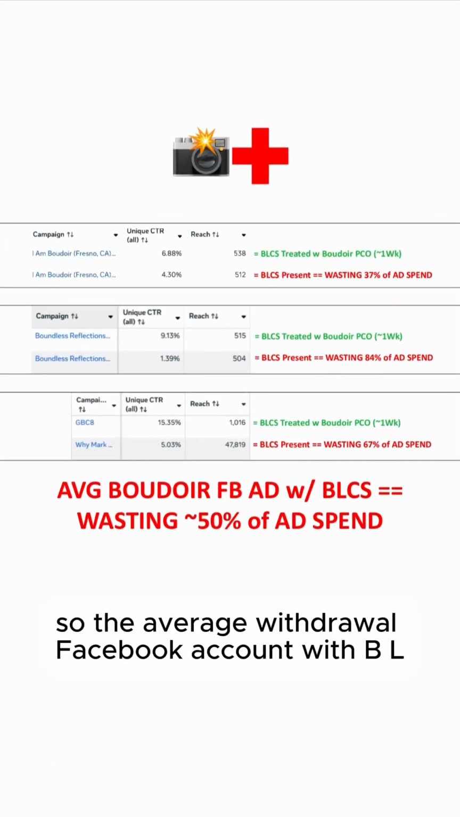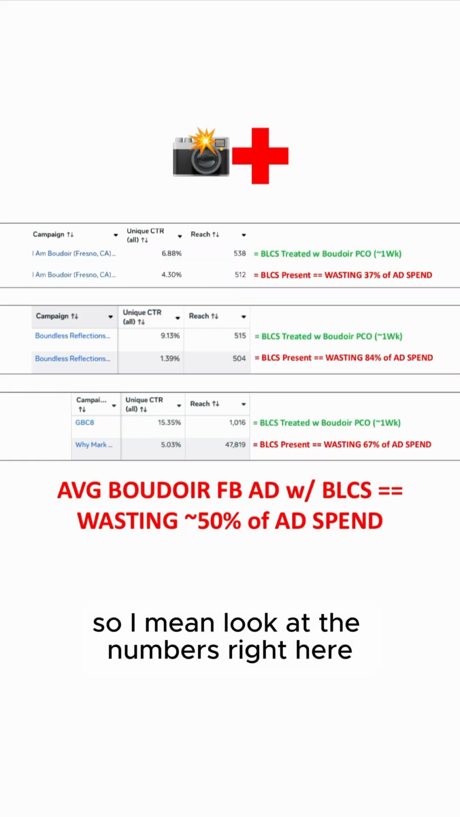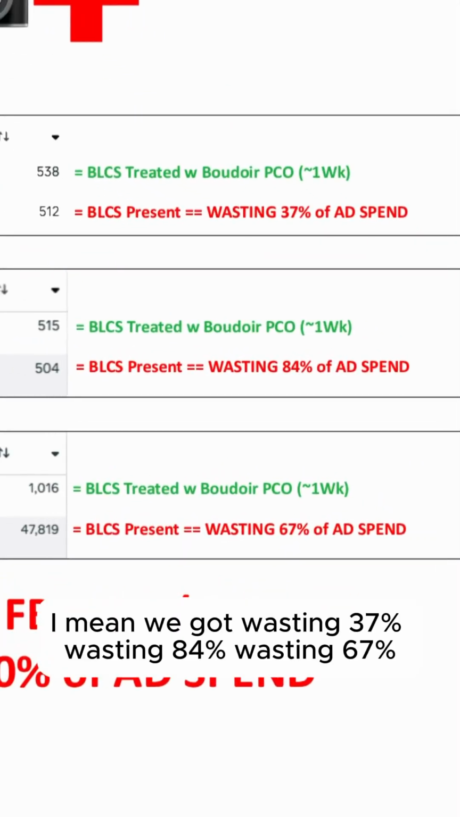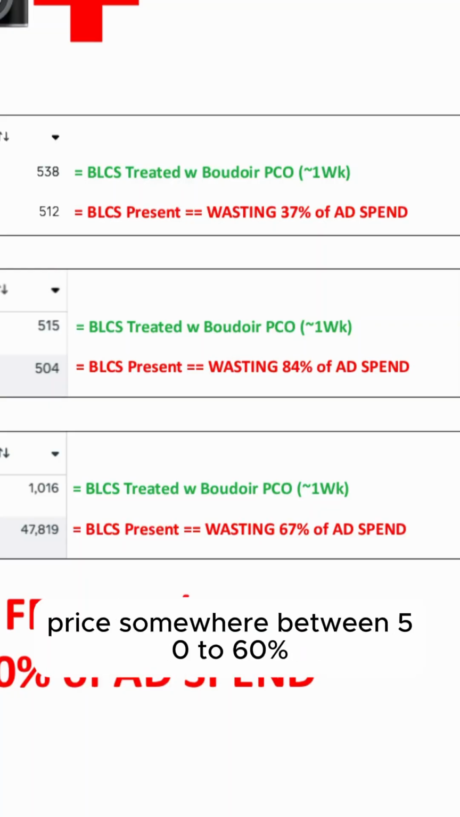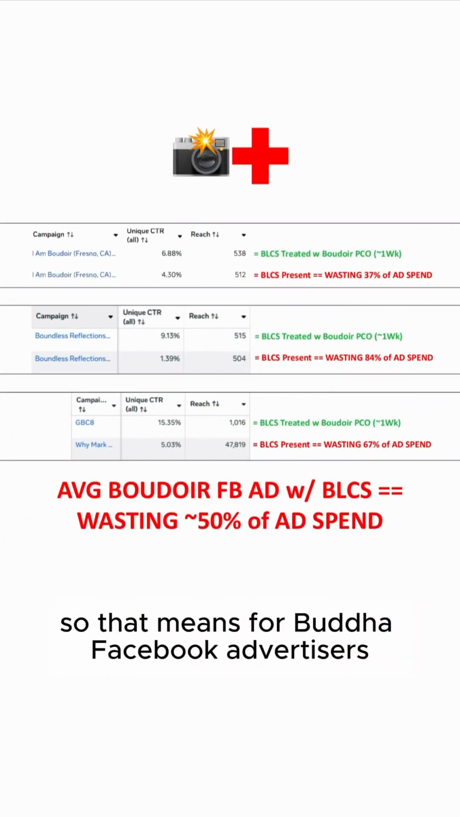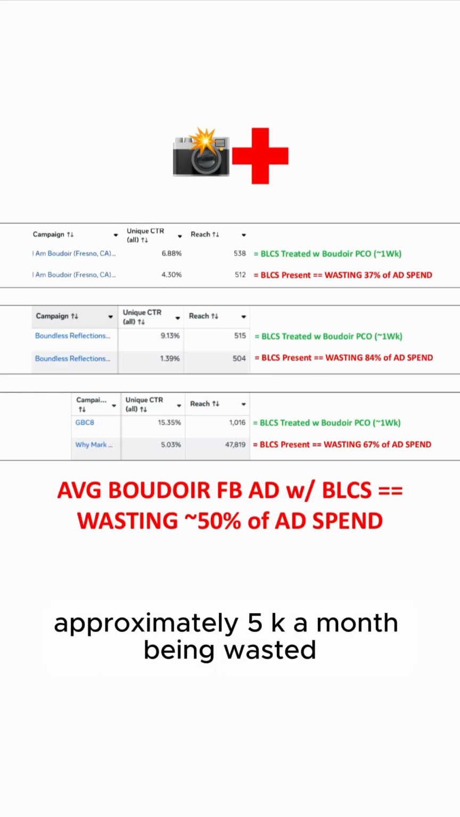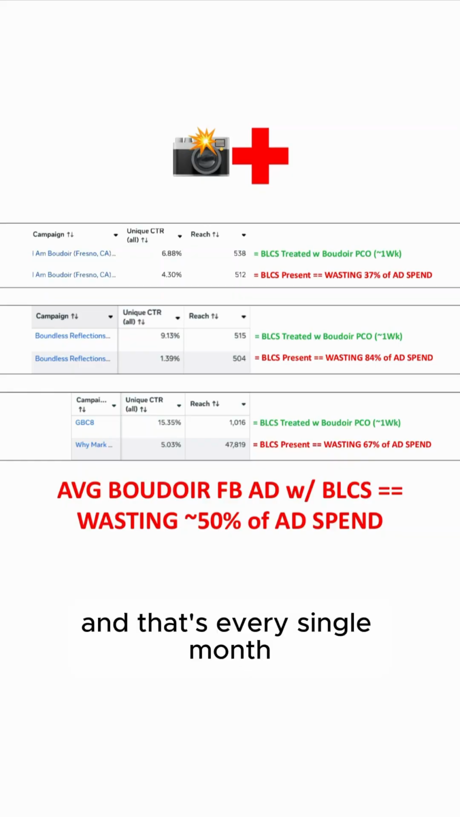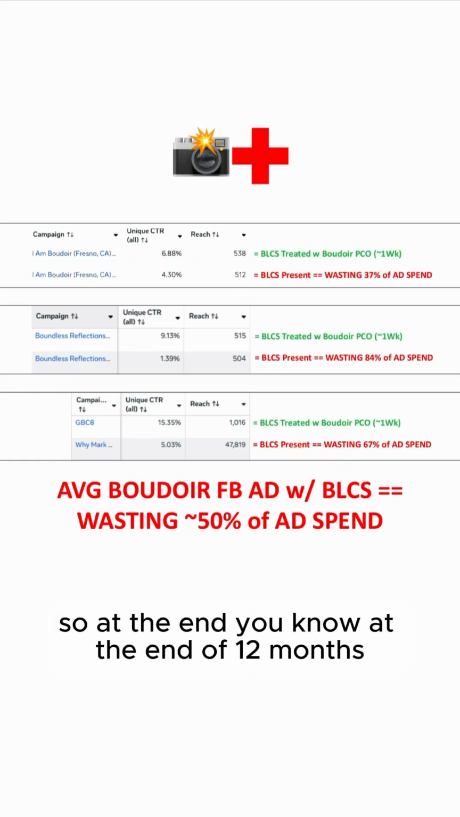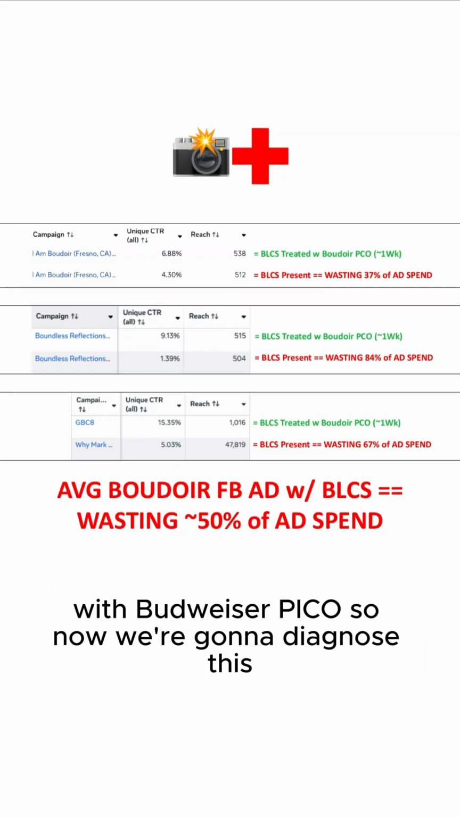So the average Boudoir Facebook ad with BLCS is wasting about 50% of its ad spend. Look at the numbers right here. We got wasting 37%, wasting 84%, wasting 67%. Take the average of these numbers, probably somewhere between 50 to 60%. So that means for Boudoir Facebook advertisers spending more than 10 grand a month in Boudoir Facebook ads, literally off the top, approximately 5K a month is being wasted, paid to Facebook for no benefit whatsoever. And that's every single month. So at the end of 12 months, it's approximately 60K over the next year with Boudoir Pico.